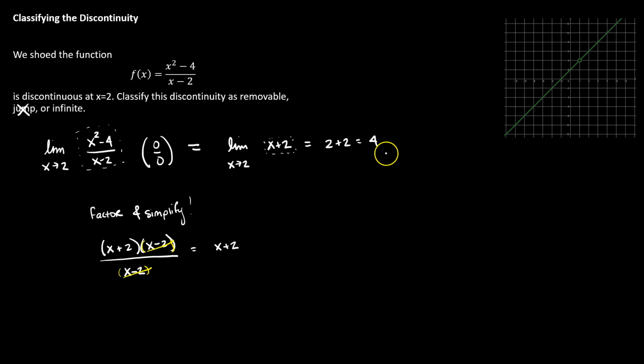In this case, the limit is equal to a real number, which means we know we don't have an infinite discontinuity. It has to be removable. And we can tell that it's removable because the limit is approaching 4, but the function itself doesn't even exist there. So my function evaluated at x equals 2 does not exist because it's undefined. We know we have a removable discontinuity at x equals 2.